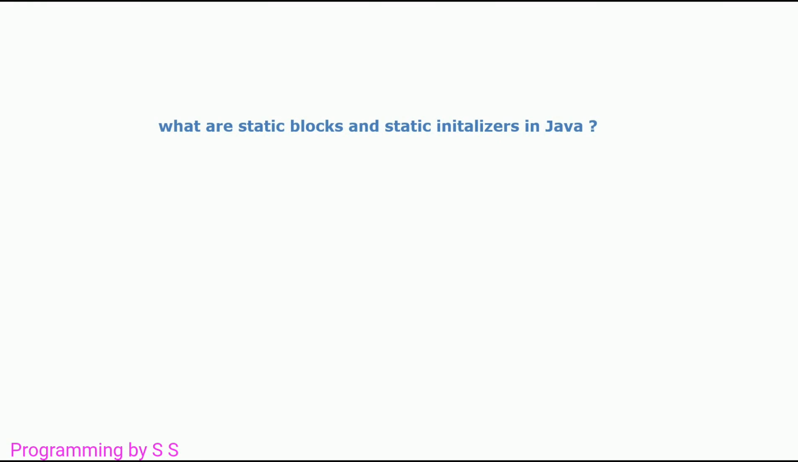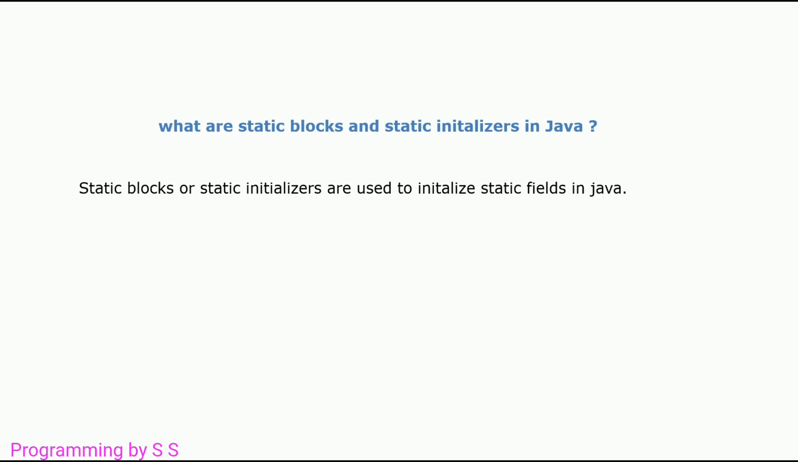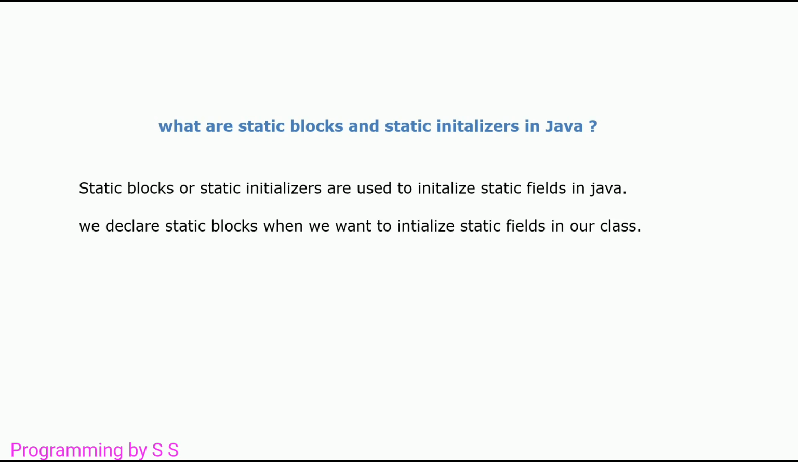We are going to explain what static block and static initializer are in Java. We'll explore it. Static block or static initializer are used to initialize static fields in Java. Basically, we are using a static block initializer to initialize the static field in Java. Next point is, we declare a static block when we want to initialize a static field in our class.